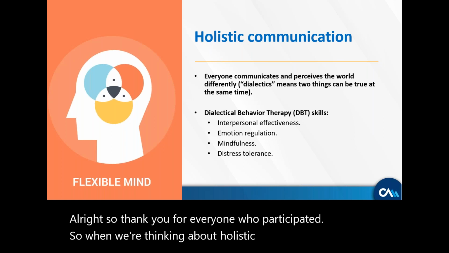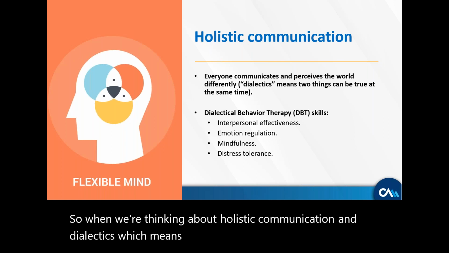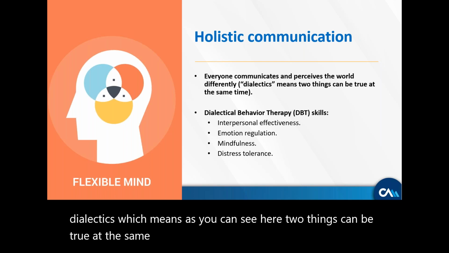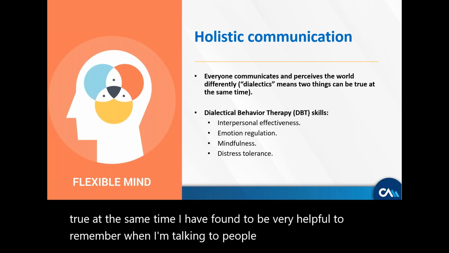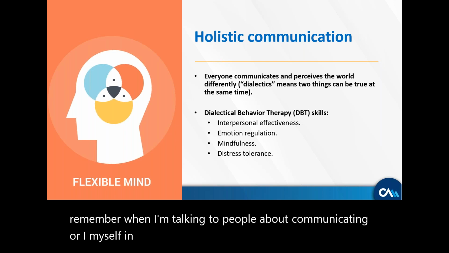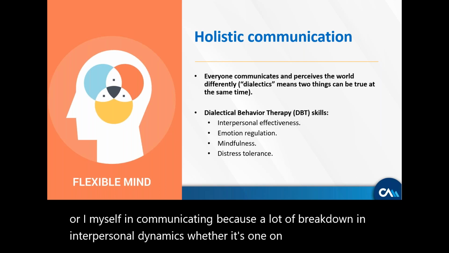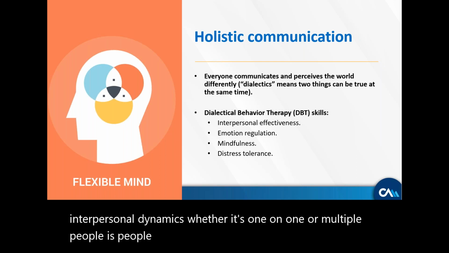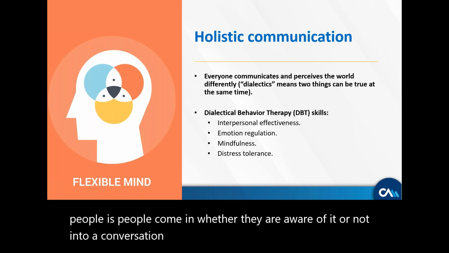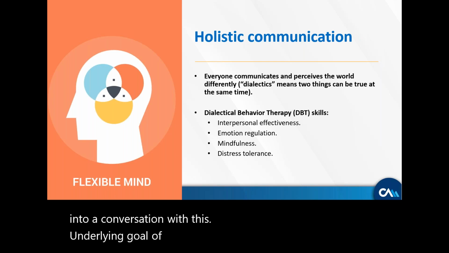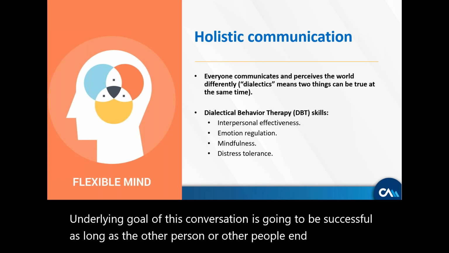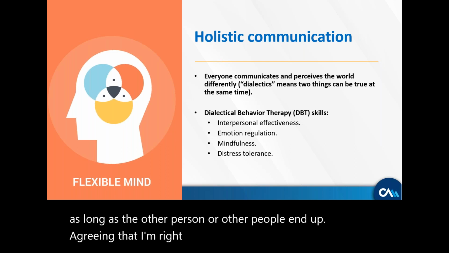So when we're thinking about holistic communication and dialectics, which means, as you can see here, two things can be true at the same time, I have found that very helpful to remember when I'm talking to people about communicating, or when I myself am communicating. A lot of breakdown in interpersonal dynamics, whether it's one-on-one or multiple people, is people coming into a conversation, whether they are aware of it or not, with this underlying goal: this conversation is going to be successful as long as the other person or other people end up agreeing that I'm right at the end.